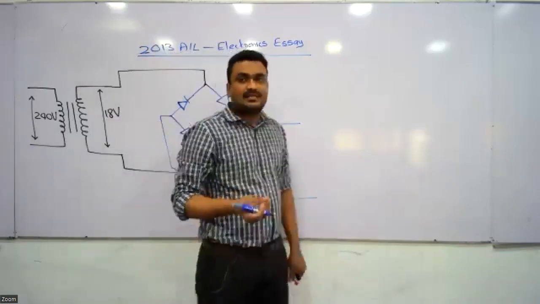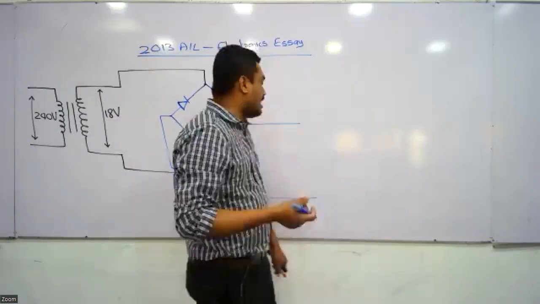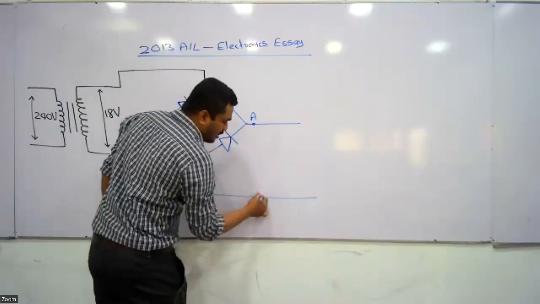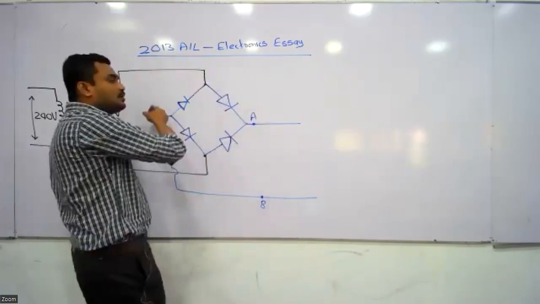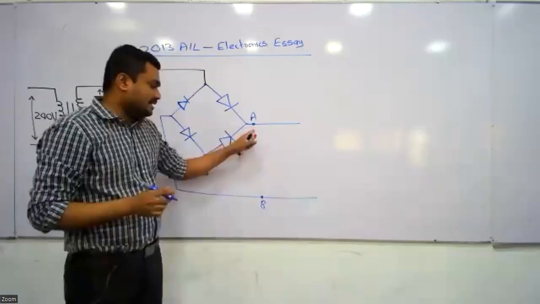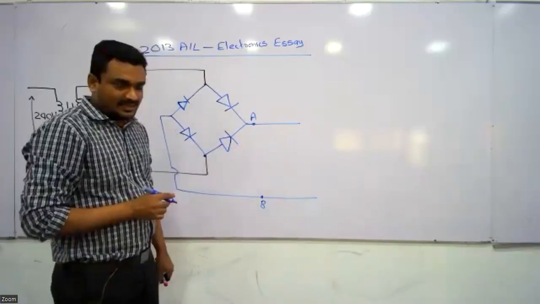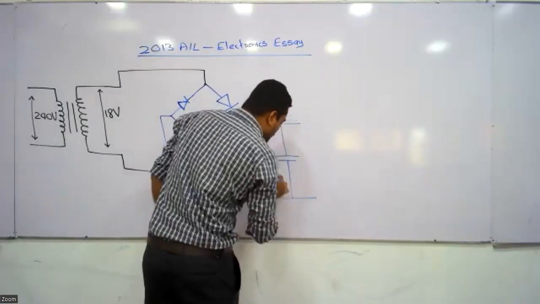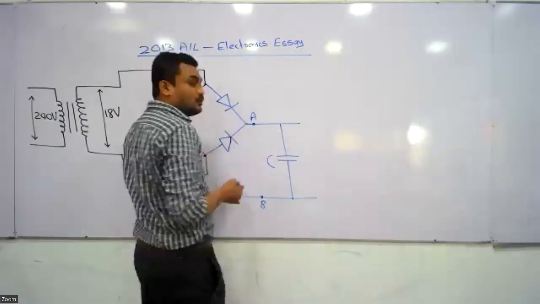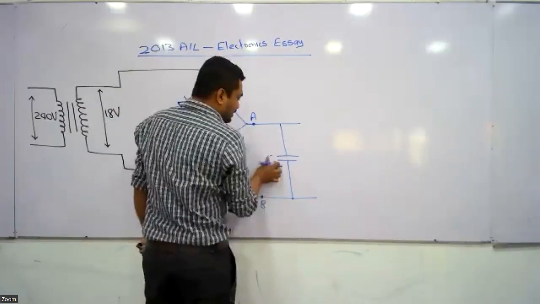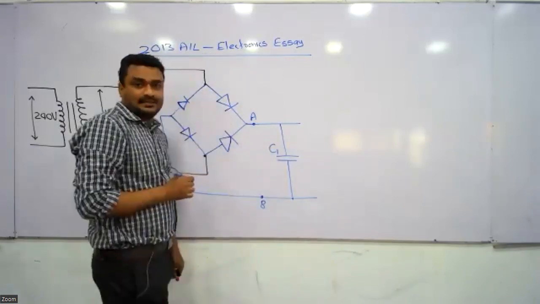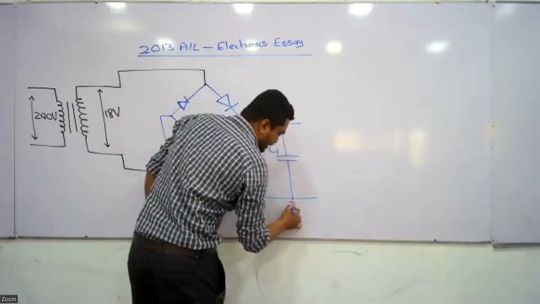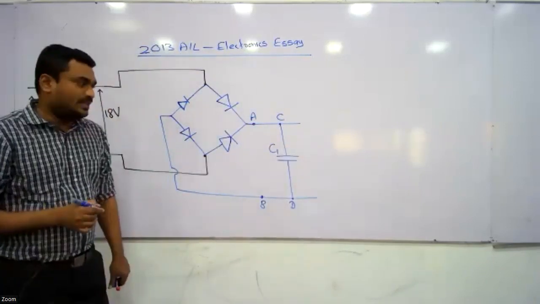In the next question, they ask us to draw several graphs. I'll mark these 2 points as A and B. So the output of the full wave rectifier circuit is AB, right? Then we connect a smoothing capacitor. C1 is the smoothing capacitor. Let me name these 2 points C and D. CD is the output voltage with the capacitor.